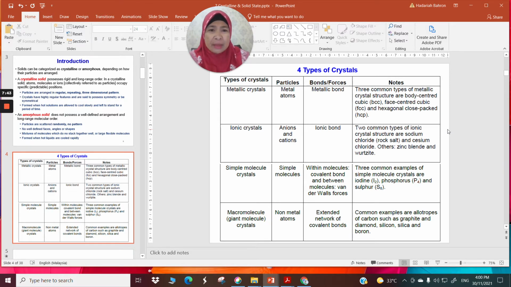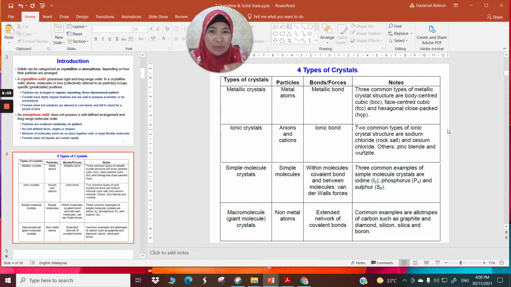The third type of crystals is called simple molecule crystals. Obviously the particles are simple molecules. Within the molecules, you find covalent bonds. Remember my previous lecture?